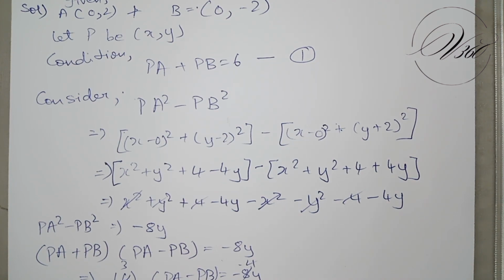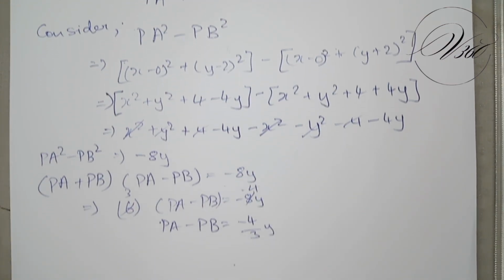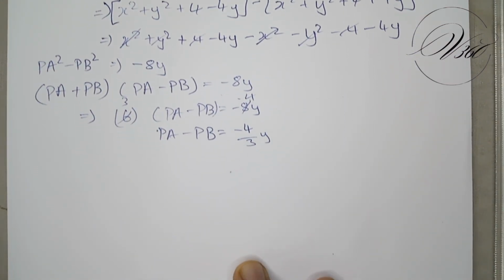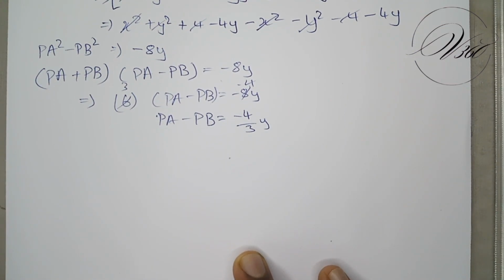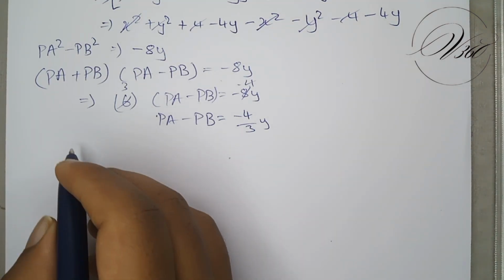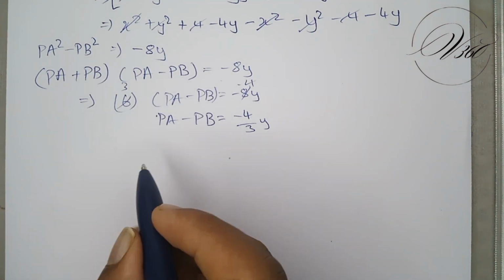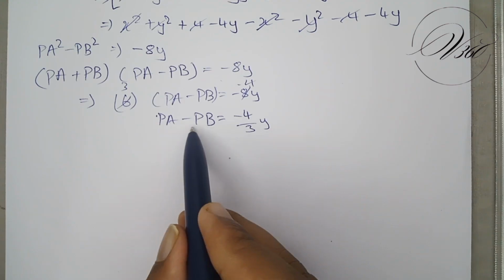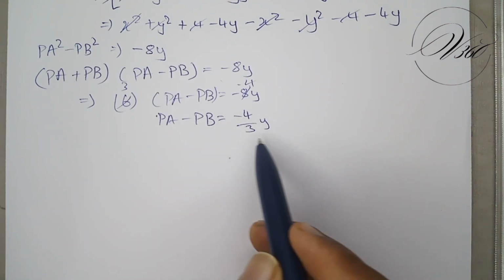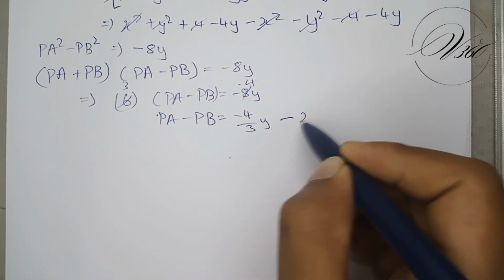Alright. Now I think you might see. Now you're going to see everything. Now here we'll get PA minus PB is equal to minus 4 by 3 y. This is the second equation.